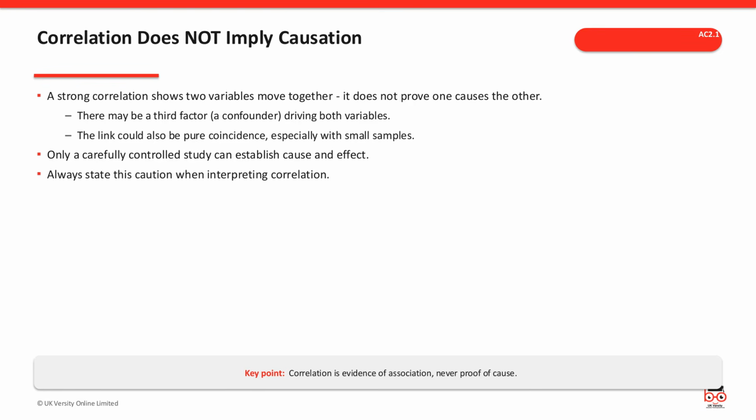Now for the warning that never goes out of date. Correlation does not imply causation. A strong correlation only tells you two things move together, not that one causes the other. There might be a lurking third factor, a confounder, driving both, or with a small sample, it could be sheer coincidence. Only a carefully controlled study can pin down genuine cause and effect, so always flag that caution.